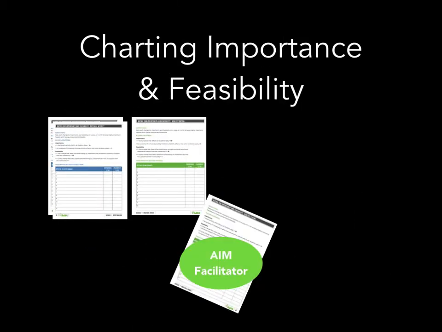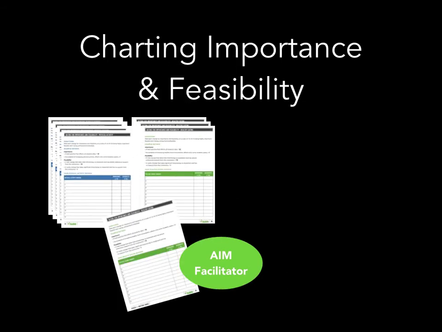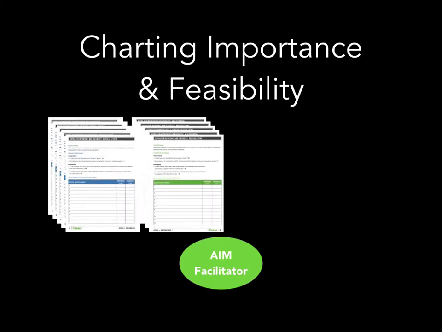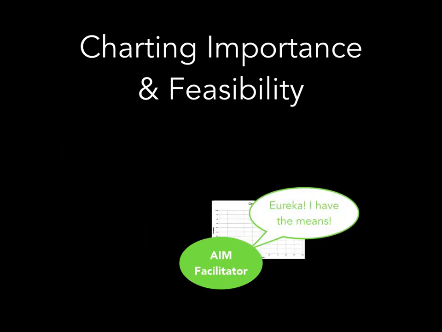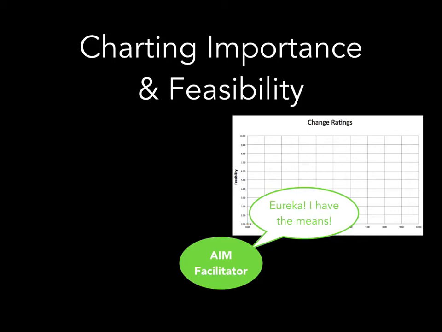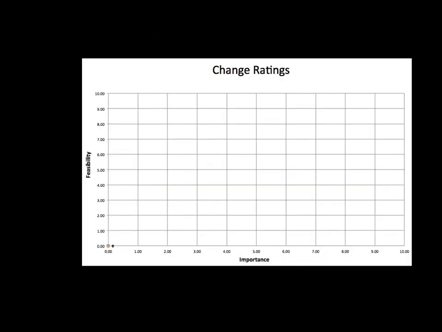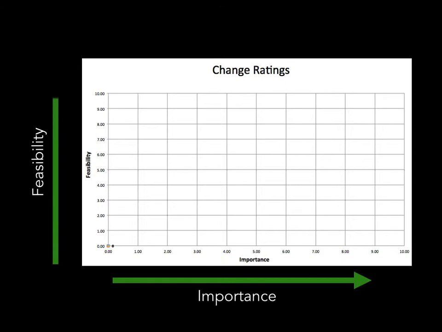Each person on the task force will rate the proposed changes individually. Once everyone has done so, the AIM facilitator will collect these scores and calculate the average to come up with a group importance and feasibility rating for each change. Those numbers will be plotted on a graph for our next meeting, where importance will be shown along the x-axis and feasibility will be shown along the y-axis.